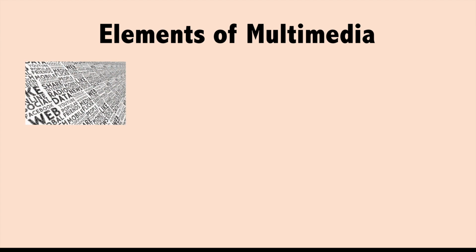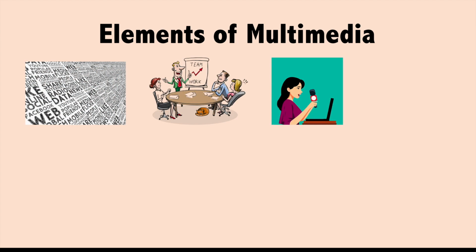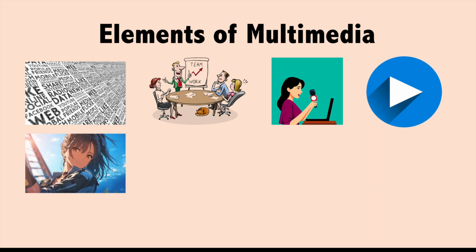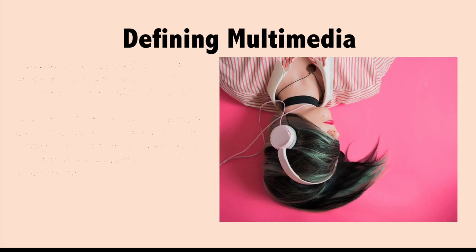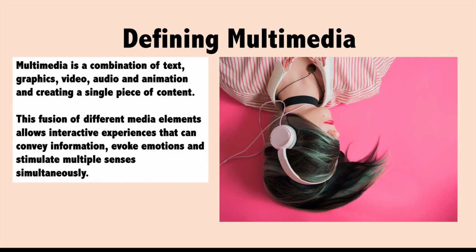Elements of multimedia. We have text, we have graphics, we have audio, video, animation. Let's define multimedia. So, multimedia is a combination of text, graphics, video, audio, and animation, creating a single piece of content. This fusion of different media elements allows interactive experiences that can convey information, evoke emotions, and stimulate multiple senses simultaneously.